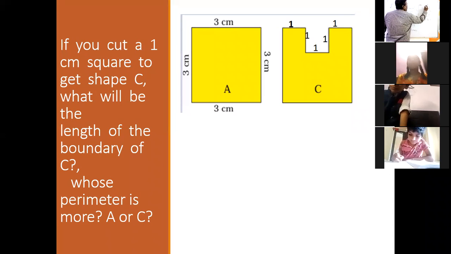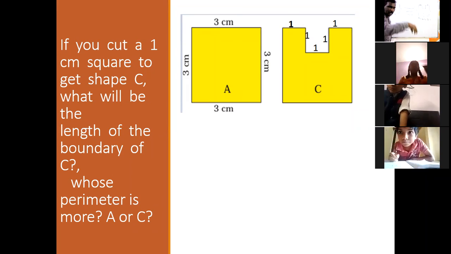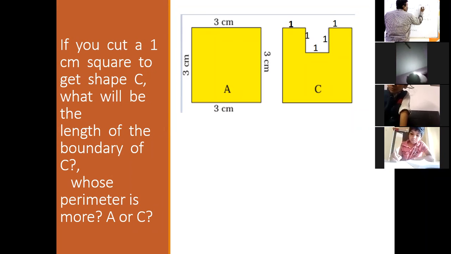So here 1. Since it is removed, you are getting a cavity there. Since it is removed, you are getting a depression there. So 1 centimeter is removed. So it is 1, 1, 1.